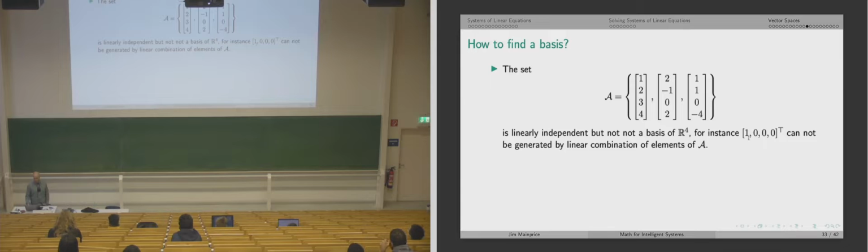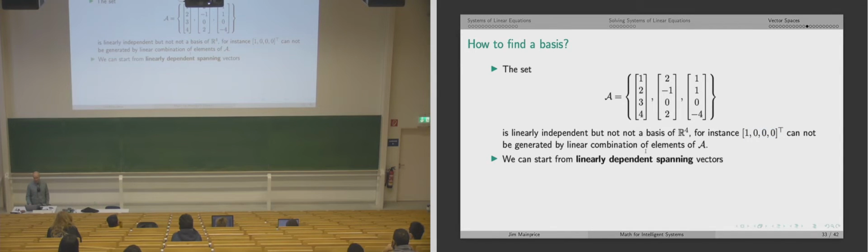So the set of these three vectors is linearly independent, but not a basis of R4. Because, for instance, this vector here cannot be generated by linear combination of the elements of A.